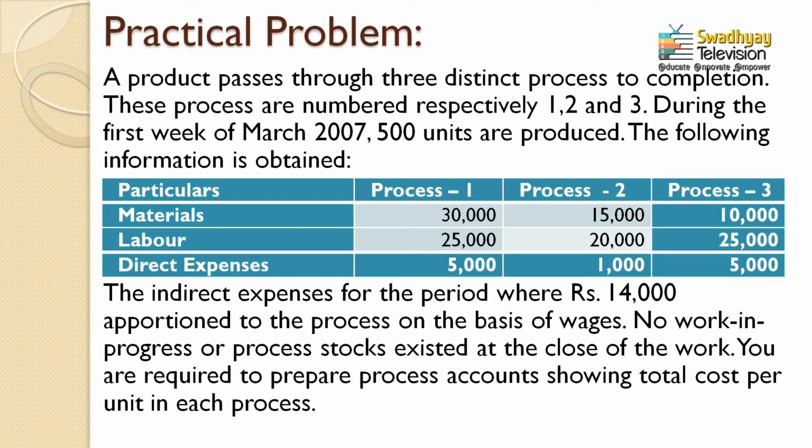Right. So, we will calculate it and understand it at the time of the calculation. Now, the next item is: no work in progress or process stocks existed at the close of the work. That means, at the time of closing of the process account, we have no work in progress so far, and we do not have any closing stock of the respective process account. So, whatever the information of the respective process account, that whole information would be transferred into the next process. From all the above information, we are required to prepare a process account showing the total cost per unit in each process.